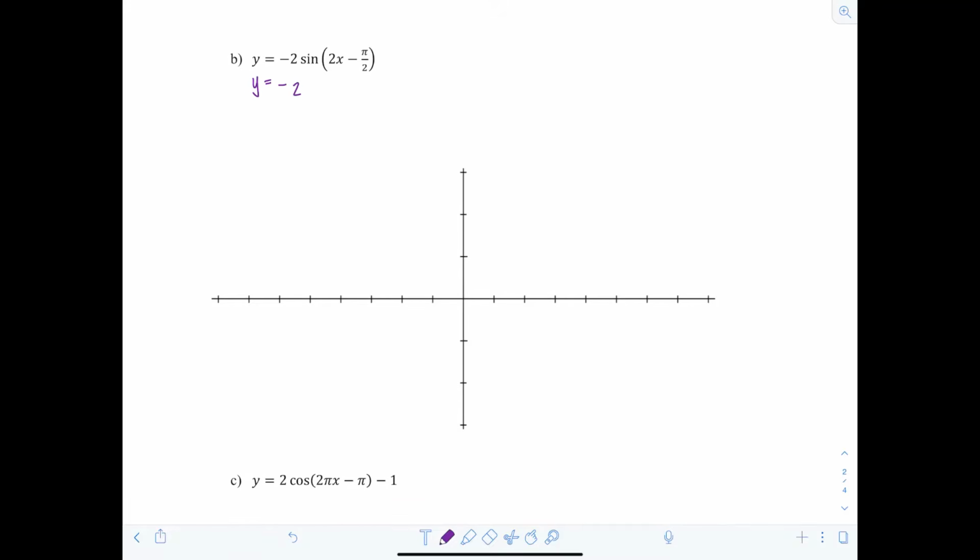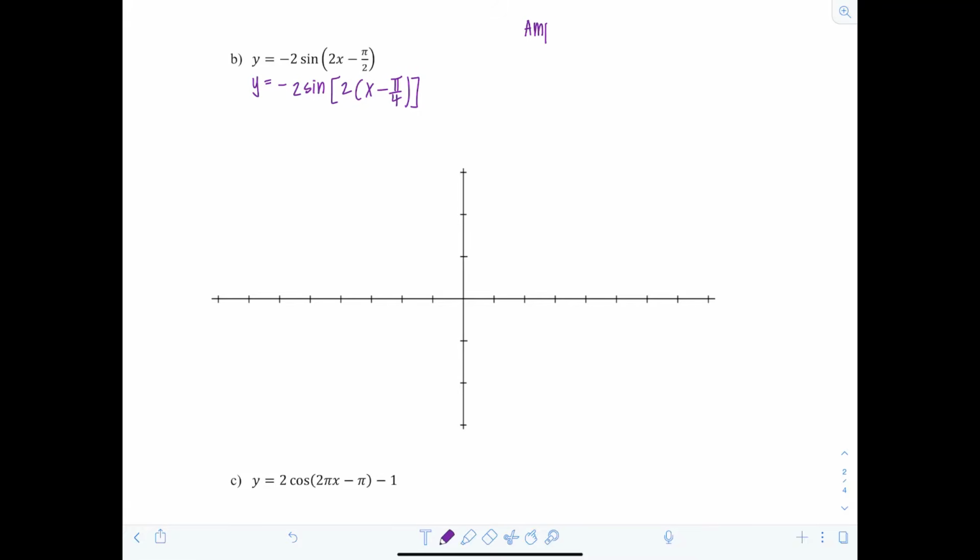So y equals -2 times sine of 2 times x minus. Now, if I'm factoring out a 2, think to yourself, you're dividing by 2, right? So then this is going to become pi over 4. You can just distribute again to double check.